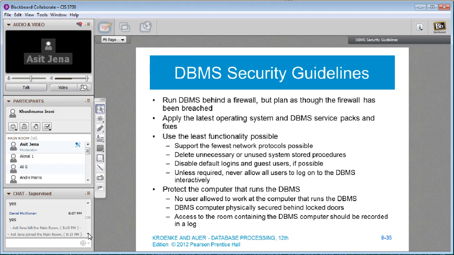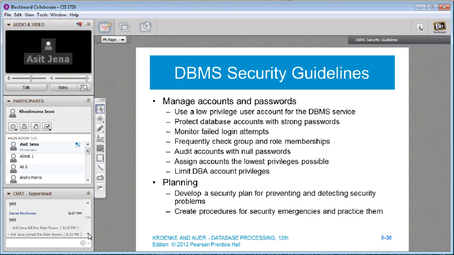Okay, these are kind of security guidelines. Obviously we need to run it behind a firewall, apply all the security patches, and protect the computer running the DBMS. Obviously, we also need to manage accounts and passwords. Use a low privilege user account for the DBMS service.